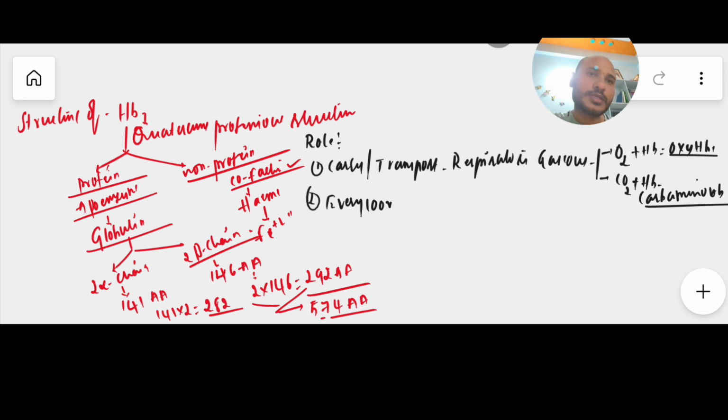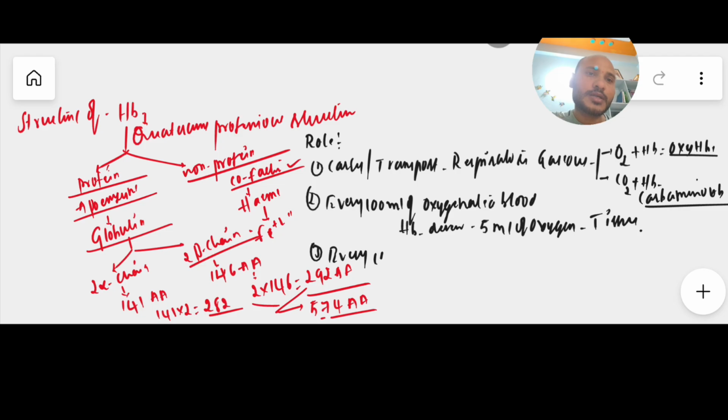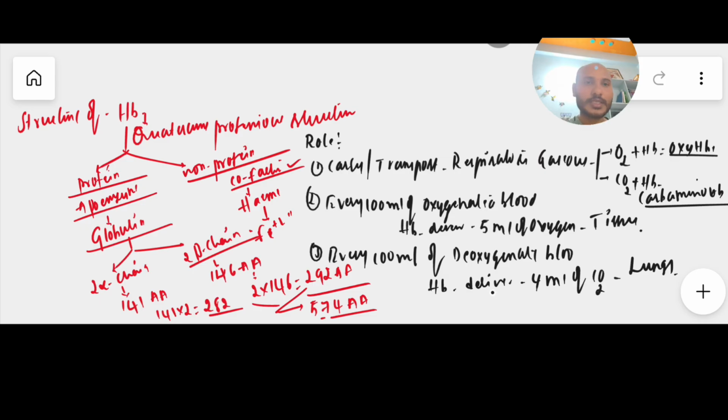For every 100 ml of oxygenated blood, hemoglobin delivers 5 ml of oxygen to the tissue. For every 100 ml of blood, hemoglobin delivers 4 ml of carbon dioxide to the lungs. Like that, every 100 ml of oxygenated or deoxygenated blood is delivered by the hemoglobin to the tissue or to the lungs. So this is all about the structure of hemoglobin.